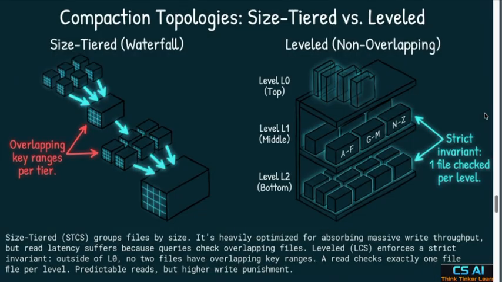There are two main compaction topologies. Size-tiered groups files by size. It is like a waterfall. It's great for absorbing massive write throughput, but read latency suffers because you often have to check overlapping key ranges across tiers. Leveled compaction is more disciplined. Outside of the top level, it ensures no two files have overlapping ranges. This gives you predictable, fast reads, but at the cost of much higher write punishment during the merge process.